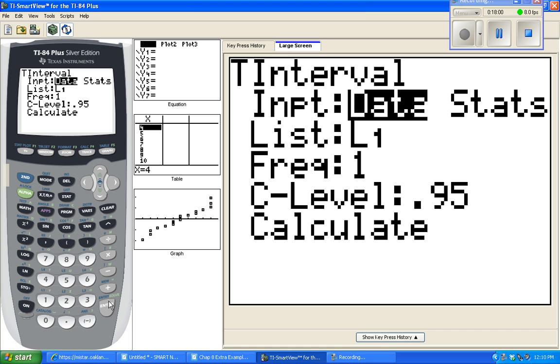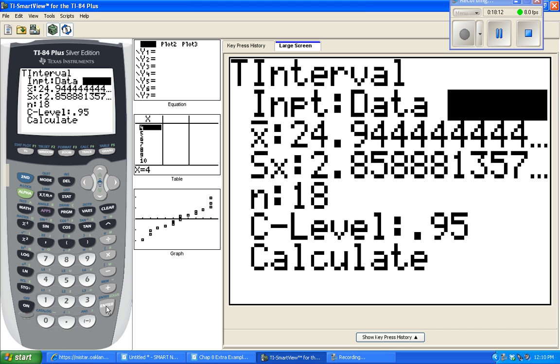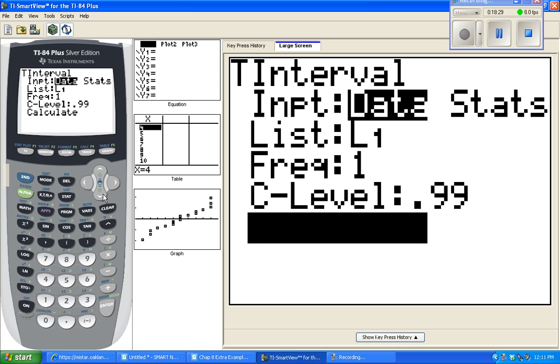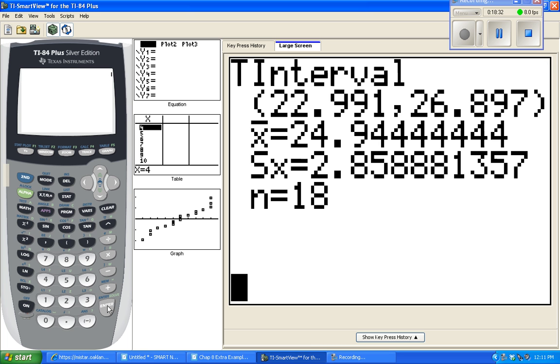Again, we have all of the data in list 1. If you didn't have the list, let's say they just gave you a mean and a sample standard deviation, you could go over to stats and type in those values: the mean, s sub x, and n. But let's do it as data because we have the entire list. Frequency, we're not going to mess with that, it just stays as 1. We just want each value to count once. And then use your confidence level as a decimal, 0.99. This should give you the same two numbers that we got, 22.99. It's a little bit more exact because this did not round anything, but we were fine the way we had it.